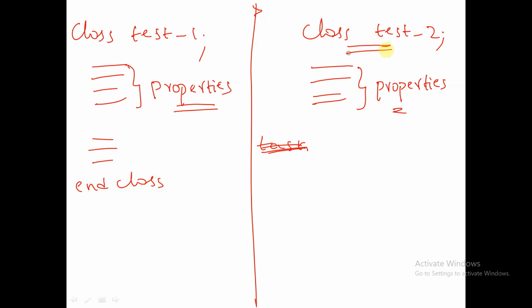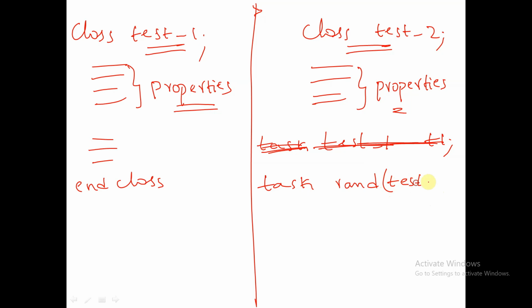In class test_two, I will create the handle for the class test_one, say test_one t1, and I will declare a task directly called rand. I'm expecting the argument of this task to be test_one t1. So the argument of my task is the class handle t1 of test_one. The task will accept only handles of the test_one class.